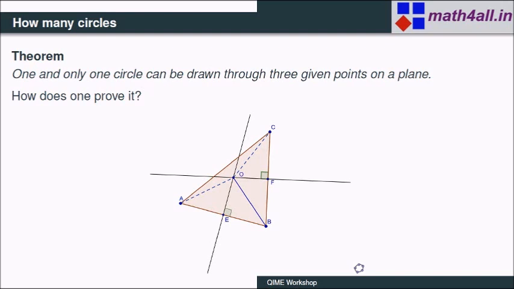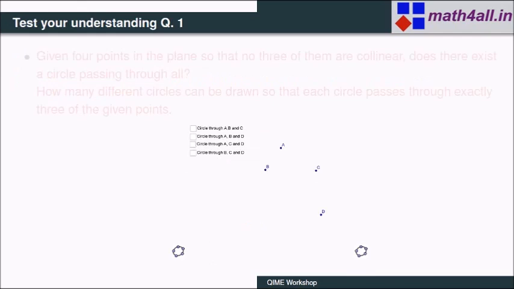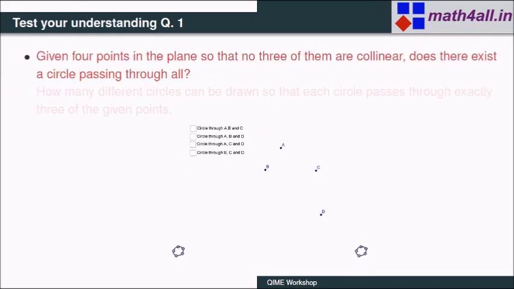Okay. Right. So let us go ahead on analyzing something about circles. Here is another question that you can ask. Can you go beyond? Given 4 points in a plane, so that no 3 of them are collinear, does there exist a circle passing through all? That is a question you can ask, right? Given 4 points in the plane which are not collinear, does there exist a circle passing through them all?